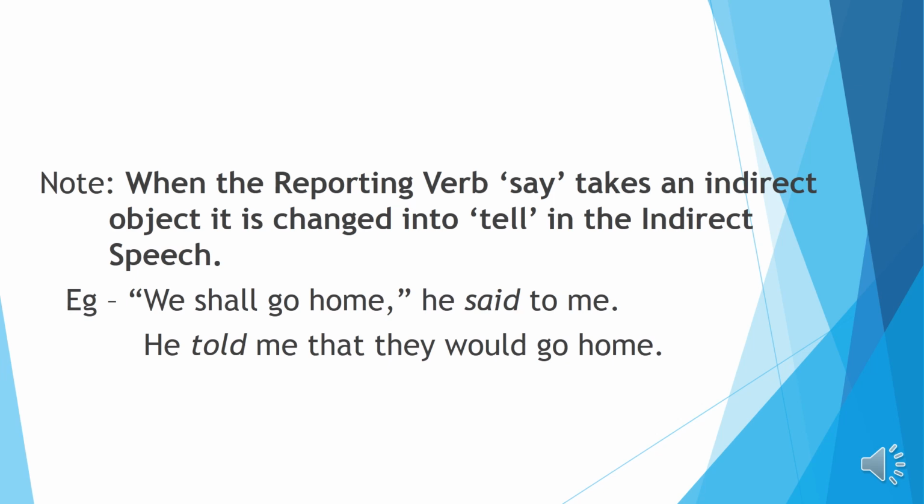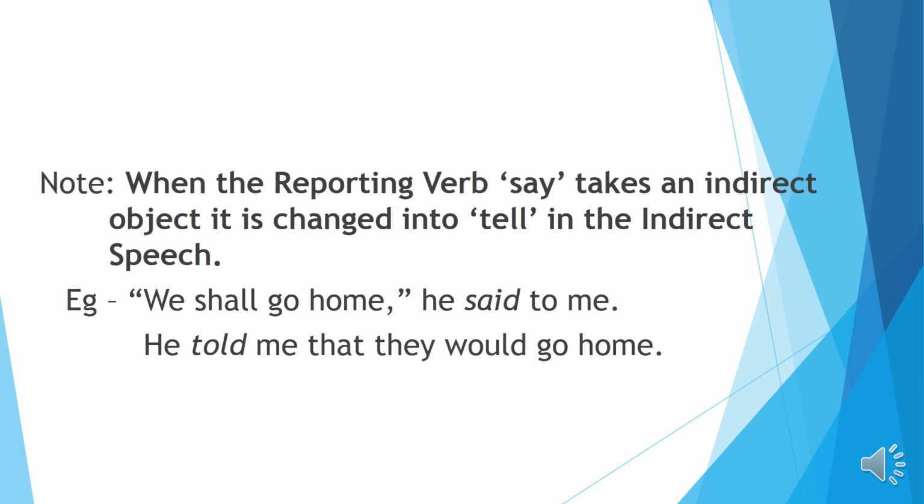One important thing to remember is when the reporting verb say takes an indirect object, it is changed into tell in the indirect speech. So when there is the word say and it takes an indirect object, which means the person it comes at the end of a speech, the word say will change to tell.